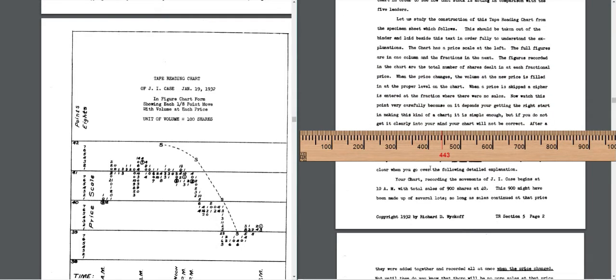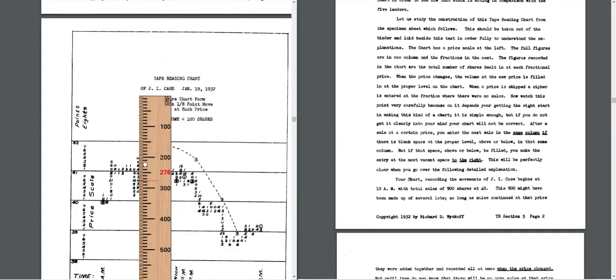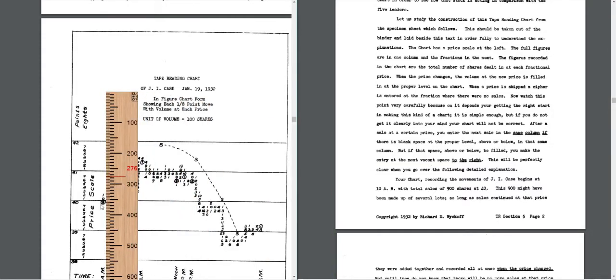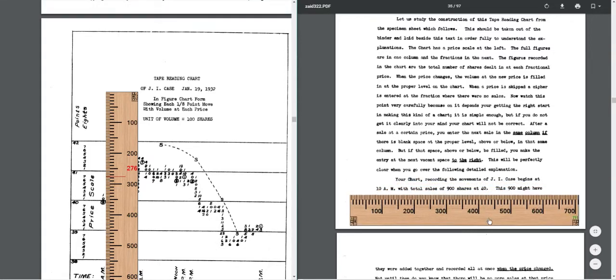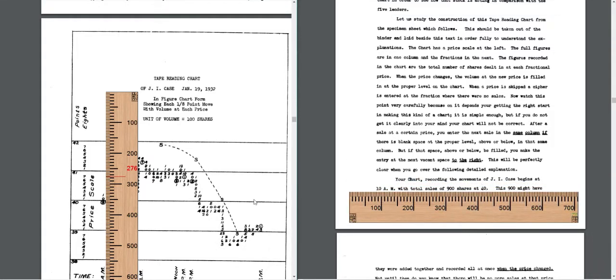Your chart recording the movement of JIK begins at 10 a.m. with a total of 900 shares at 40. So I'm going to go over this. All he's saying, this is the open, 900 shares. Okay? Let me get another ruler. Alright. So your chart JIK begins at 10 o'clock with 900 shares at 40.